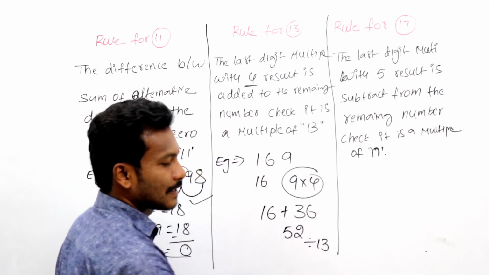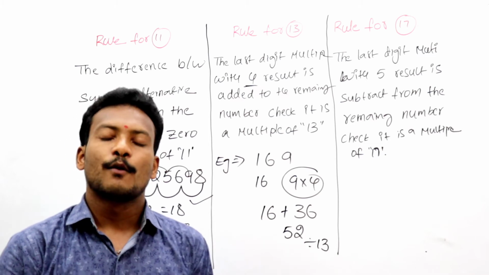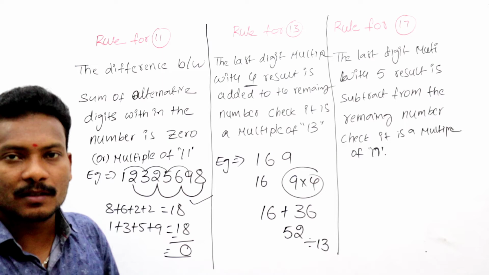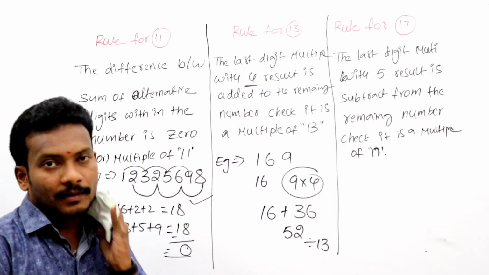52 is exactly cancelled with 13. How many times? 4 times. That's why the total number is also exactly cancelled with 13.